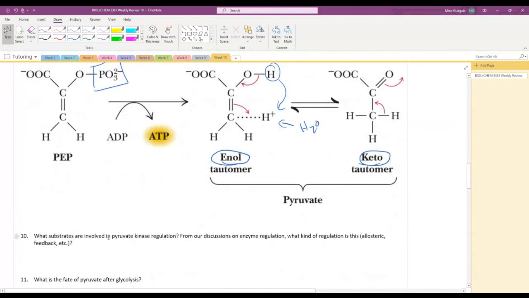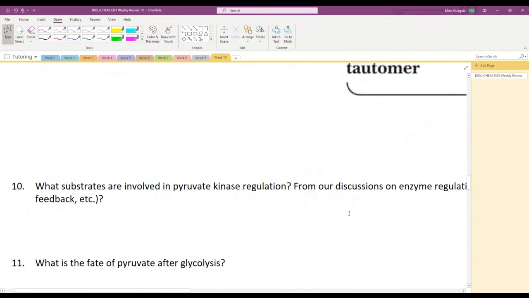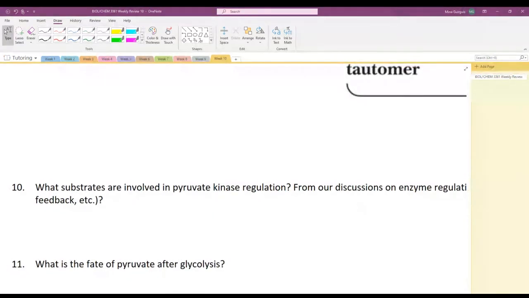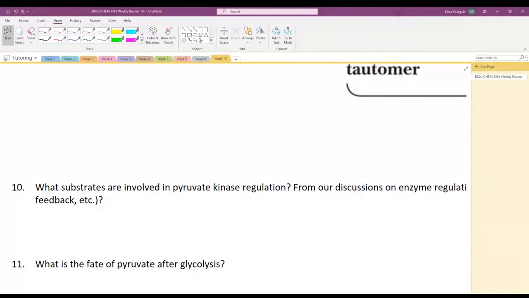Okay? Question 10. What's involved in pyruvate kinase regulation? Once again, from our discussions on enzyme regulation, what does that have to do with anything? So, pyruvate kinase, once again, very spontaneous. Once again, cannot go backwards. So, gluconeogenesis uses a different enzyme. How are we going to stop pyruvate kinase when we're doing gluconeogenesis rather than glycolysis? That's the question we have to keep asking, and that's the question that makes all of this relevant.